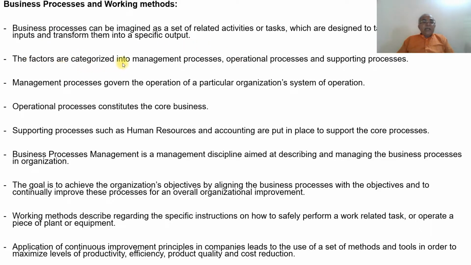The factors are categorized into management processes, operational processes, and supporting processes. So what are management processes? Management processes govern the operation of a particular organization system of operation. So what does it mean? When you have an organization, we should have the organizational structure. So the operation has to be performed according to the organizational structure.